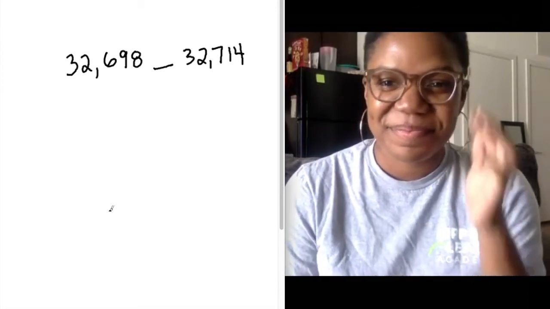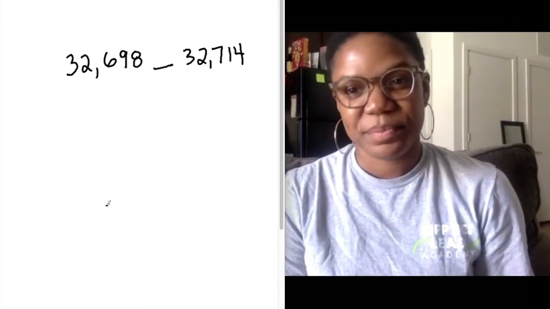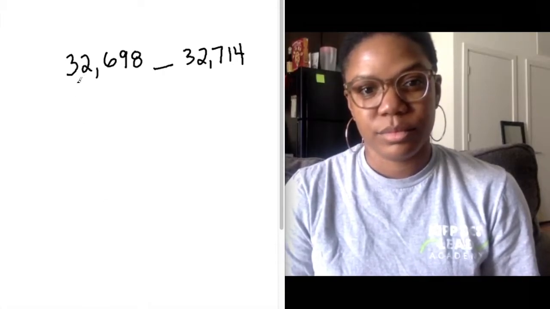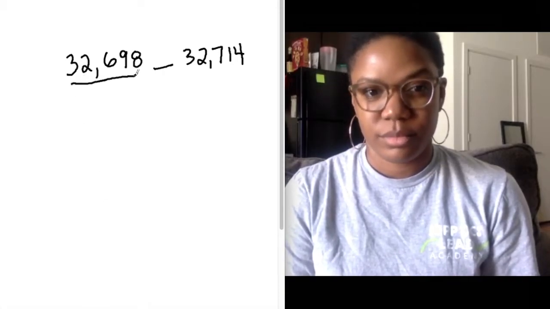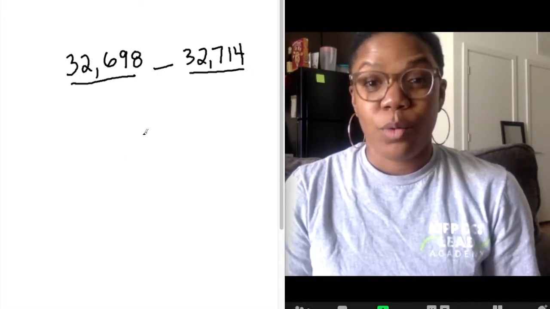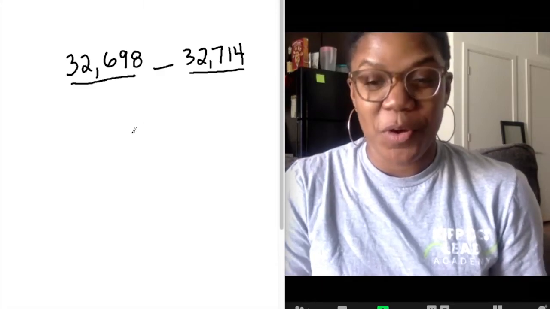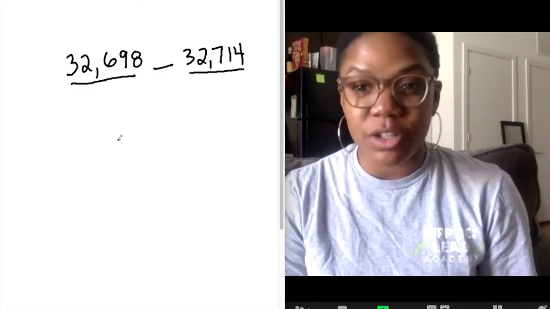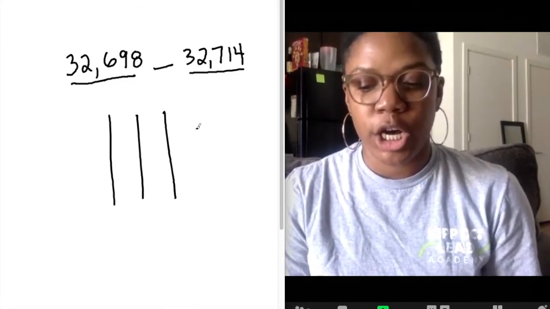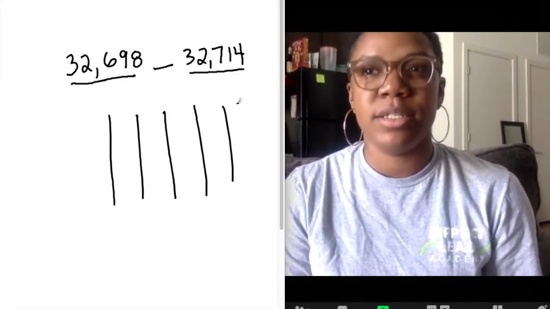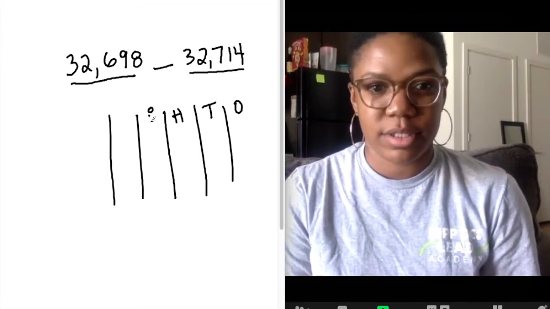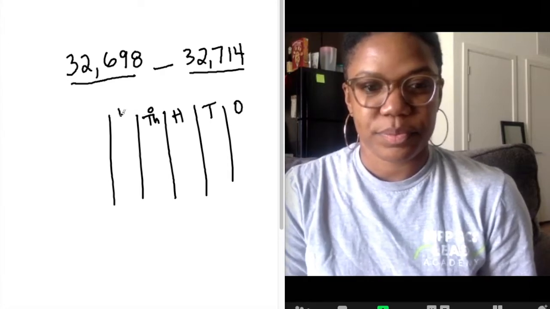Thank you so much. We're trying to compare some big numbers, and we were wondering, how do you compare 32,698 to 32,714? Wow, those are big numbers. Okay, I know first I'm still going to start with my place value chart. And I know when I draw my place value chart, I'm going to go ones, tens, hundreds, 1,000s, 10,000s, 100,000s. Okay, I'm almost there.